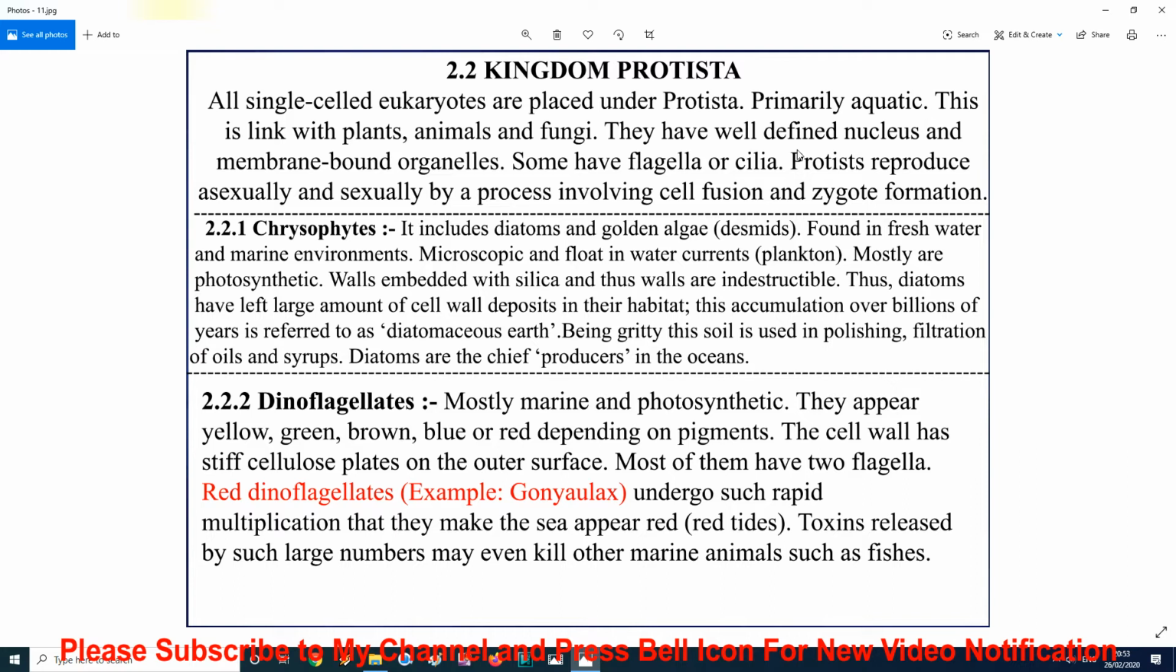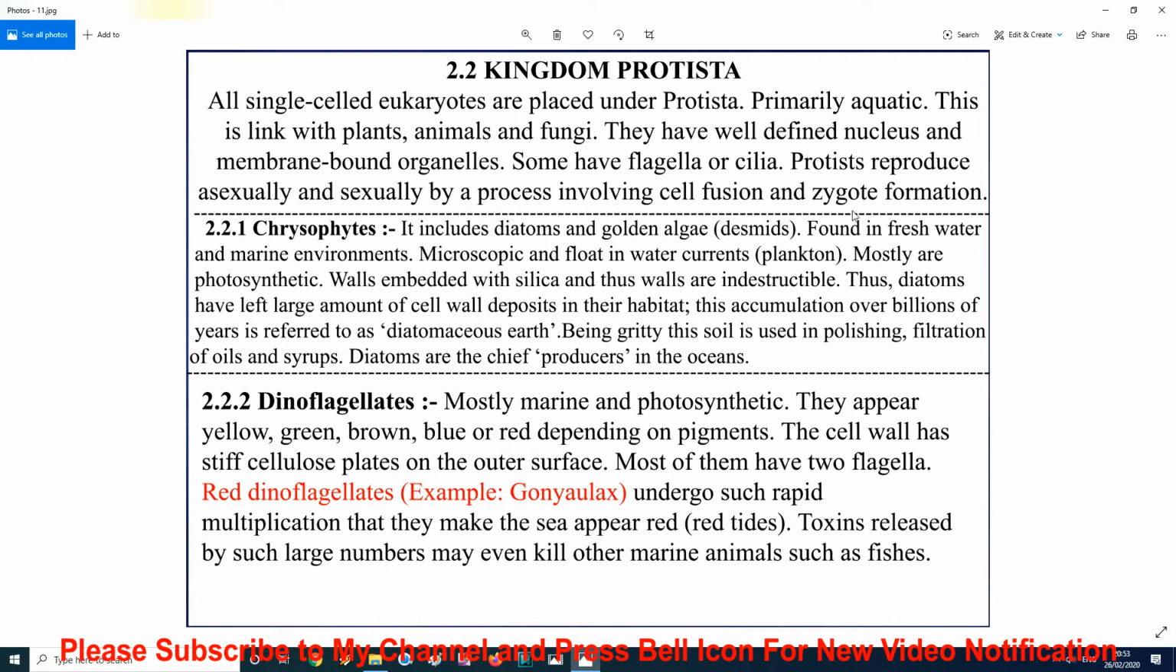Primarily they are aquatic. They are linked with Kingdom Plantae, Animalia and Fungi as they are eukaryotic. They have a well-defined nucleus and membrane-bound organelles like mitochondria, endoplasmic reticulum, Golgi apparatus, etc. You can call it chloroplast also, because some Protista are like plants. Some have flagella or cilia, and they move with the help of flagella and cilia. Protista reproduces asexually and sexually by a process involving fusion and zygote formation.